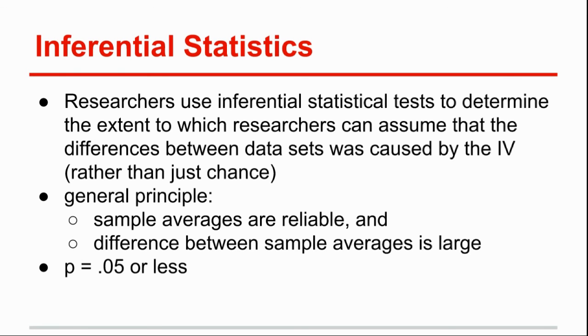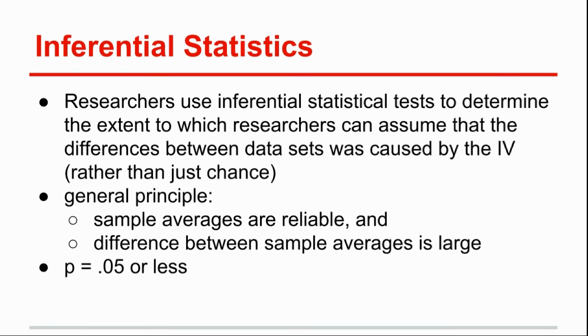Maybe the ones who took notes however they normally did it just had a bad day. Maybe the sampling wasn't quite right. So anyway, these tests get into that. And the general principle, the general goal that most researchers are looking for is they want the likelihood that the results occurred because of chance to be less than 5%. So we're looking for a p-value of 0.05 or less. That tells us that, again, the likelihood that the results happen by chance is less than 5%.